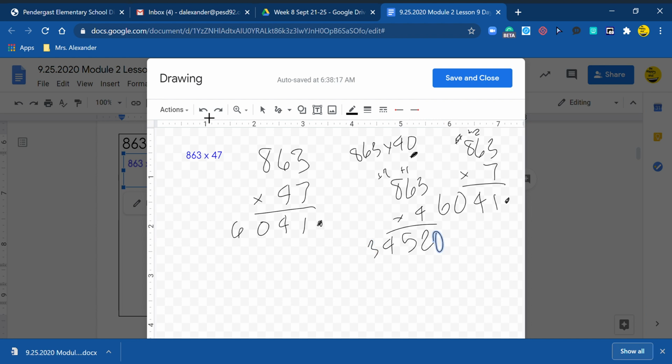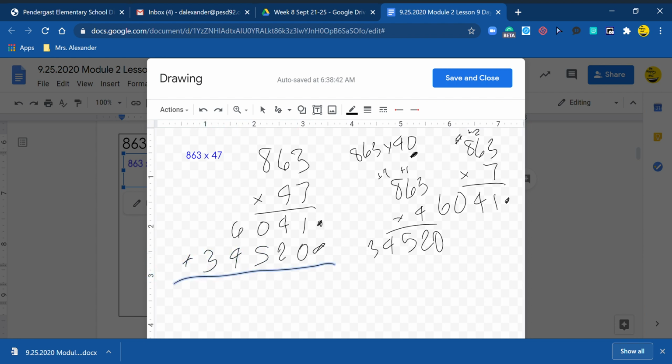So now I'm going to add it in the second row. And I'm going to write it kind of backwards. 0, 2, 5, 4, and my 3. And I'm going to add it.